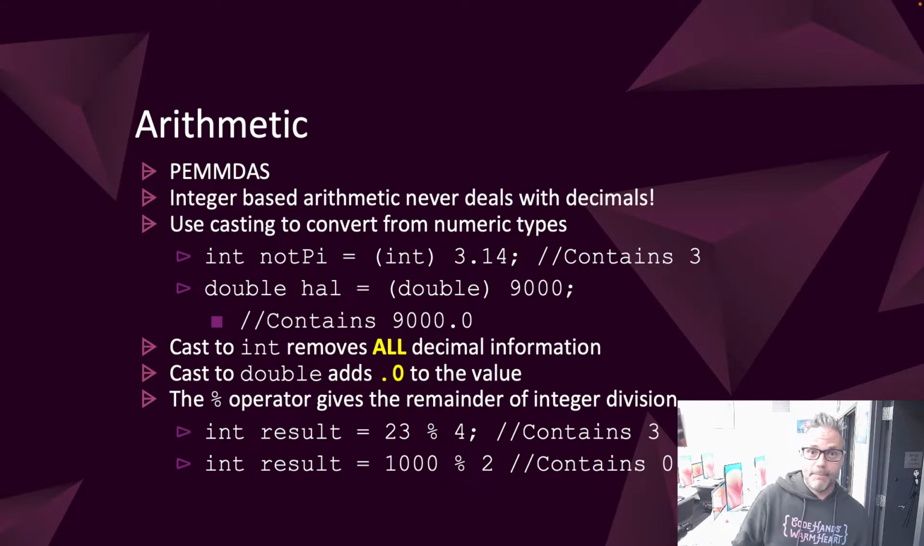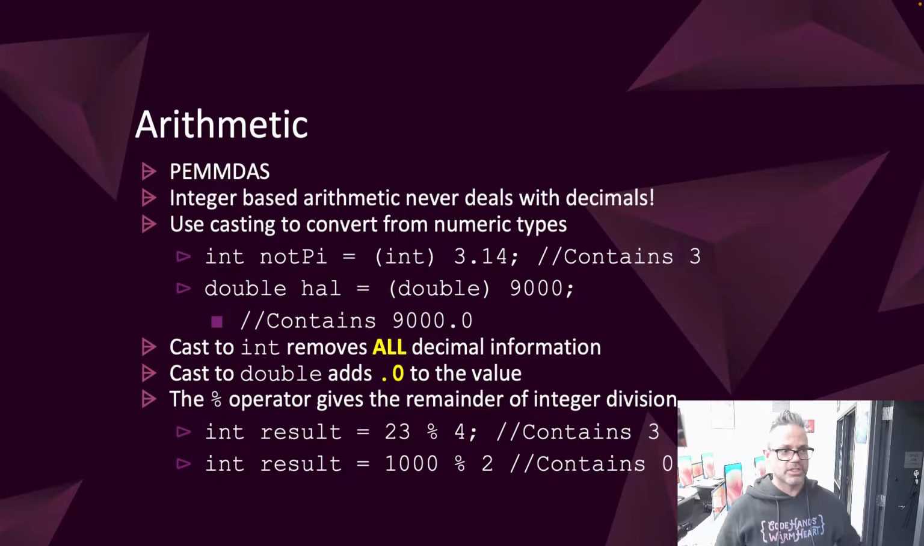Arithmetic in Java, aka math. So PEMDAS is still a thing. Notice that there's two M's inside that PEMDAS. We have parens, we have exponentiation, which are handled by math operations. We have multiplication, then modulo, aka division with the remainder. We have division itself, then addition and subtraction, just like normal. Same order of operations applies. Integer-based arithmetic, however, never deals with decimals. When we're talking about the int data type, there's no decimals whatsoever.